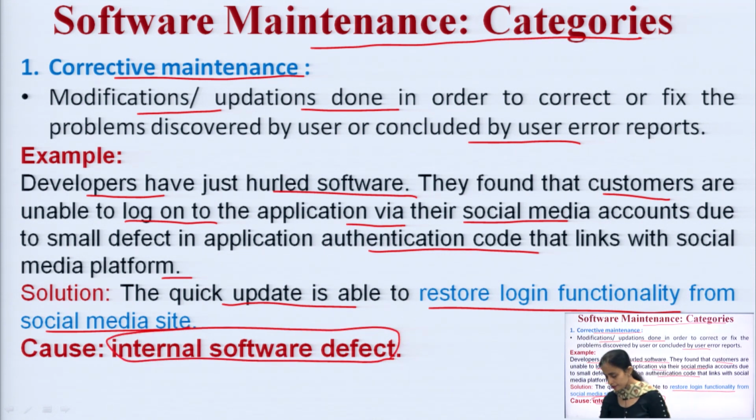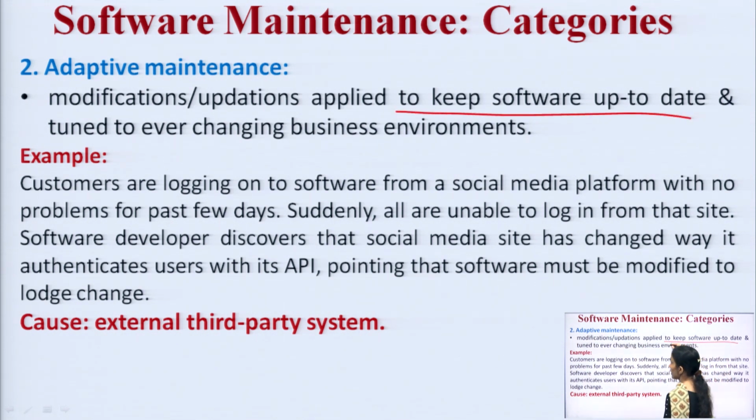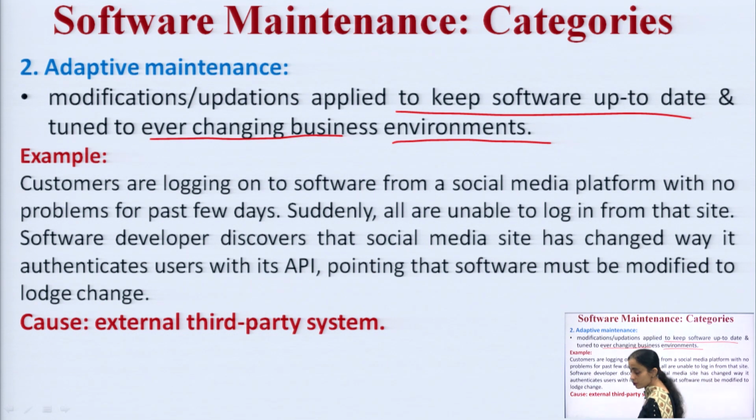The next kind of software maintenance is adaptive maintenance. Adaptive maintenance means the modifications or the software updates that are applied to keep the software up to date, and it should be tuned to the ever-changing business environments. Meaning my software should be able to cope with the new environments that are changing with respect to time.